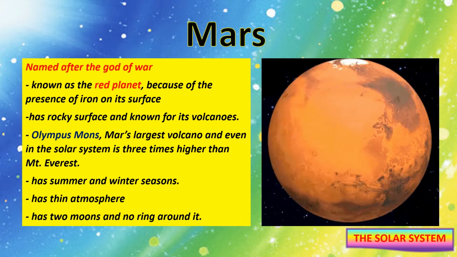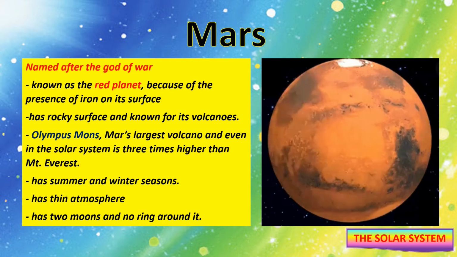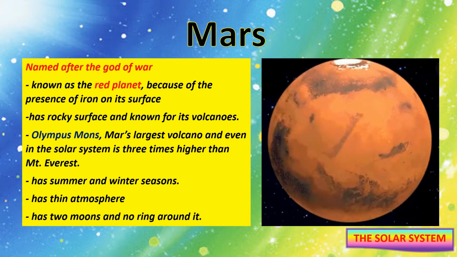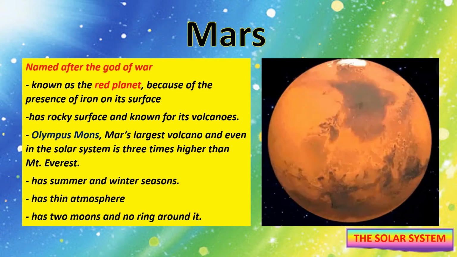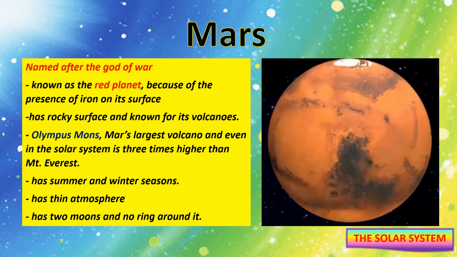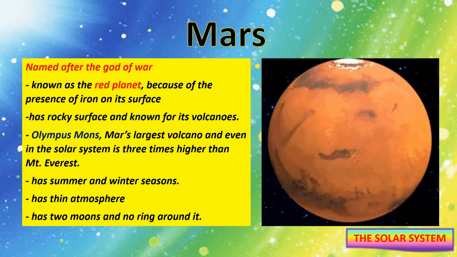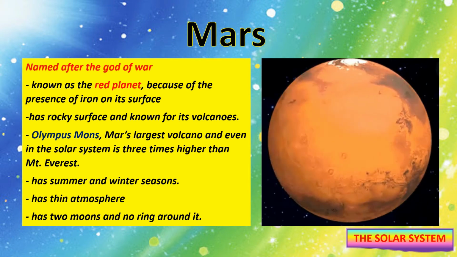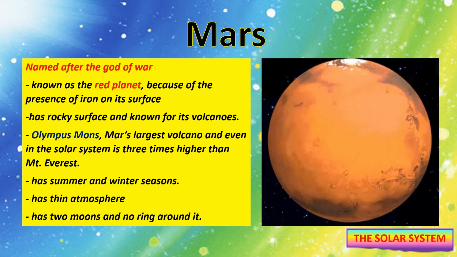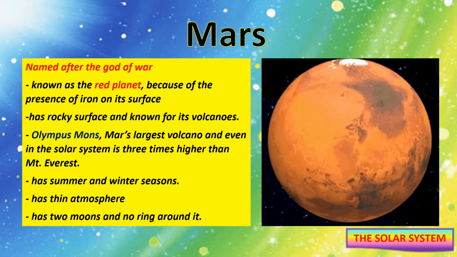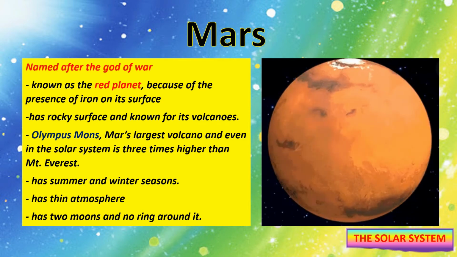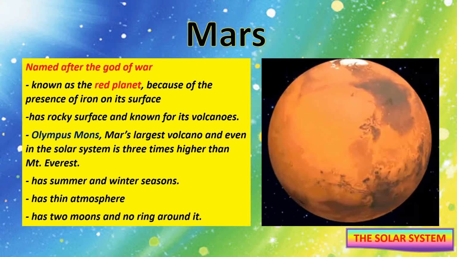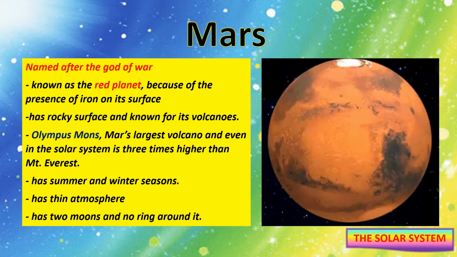And the fourth planet is Mars. It is named after the god of war. It is known as the Red Planet because of the presence of iron on its surface. It has a rocky surface and is known for its volcanoes. Olympus Mons, Mars' largest volcano, and even in the solar system, is 3 times higher than Mount Everest. It has summer and winter seasons. It has a thin atmosphere. It has 2 moons and no ring around it.